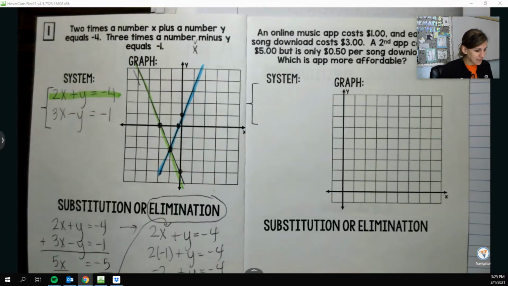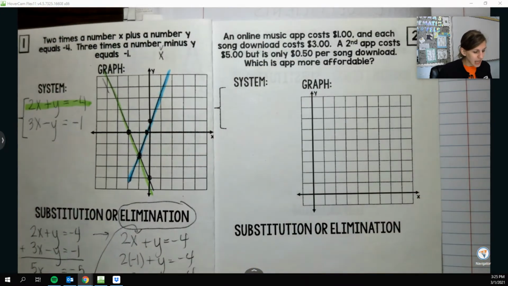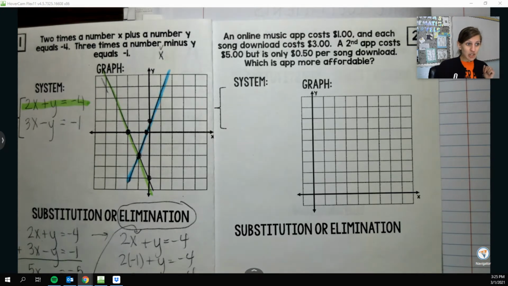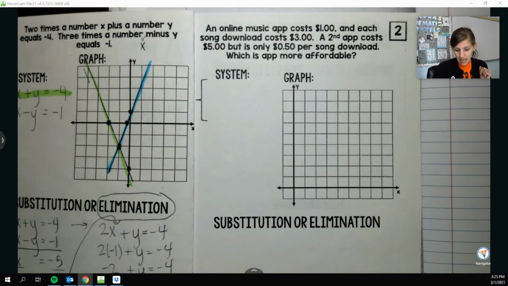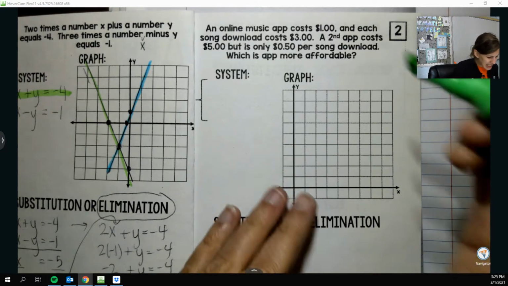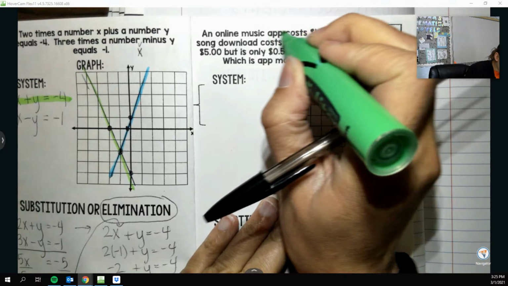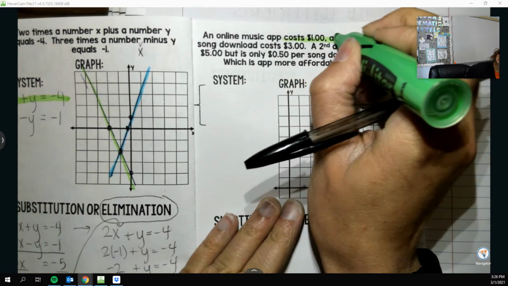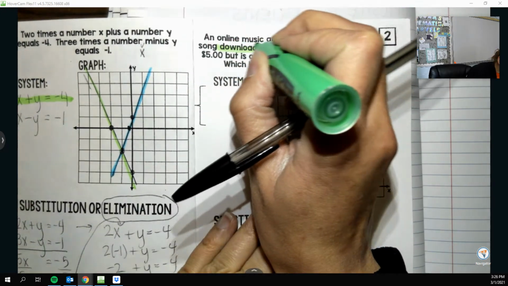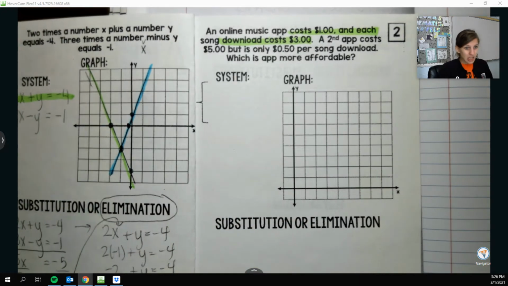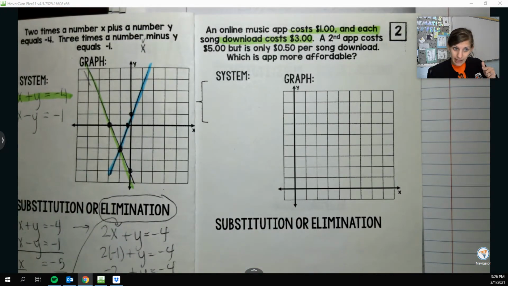Okay, let's try another one. An online music app costs $1 and each song downloaded costs $3. A second app costs $5, but it's only 50 cents per song to download. Which app is more affordable? So guys, again, there's this one story here about this app costing $1 and then each downloaded song is $3. So that's like a starting value and then an over and over again number.